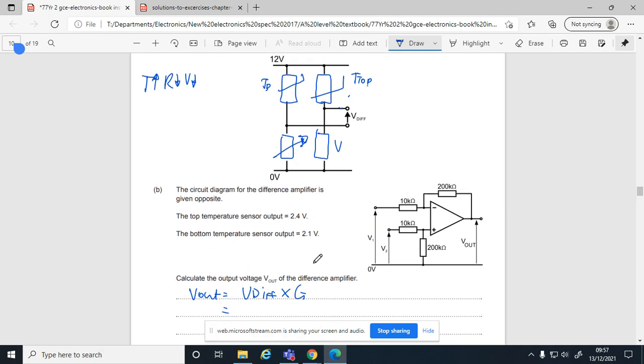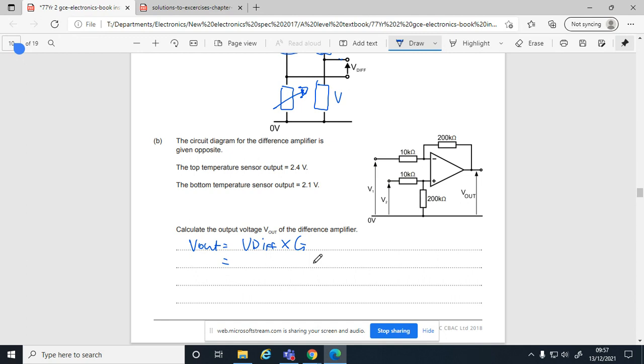The top temperature does, which is 2.4 volts. So it's going to be a positive answer. No, it's going to be a negative answer. So look at this one. It's going to be 2.4 minus your 2.1 multiplied by the gain, which is obviously 200 over 10, which is going to equal 6 volts. But V1 is greater than V2. So V out equals minus 6 volts.